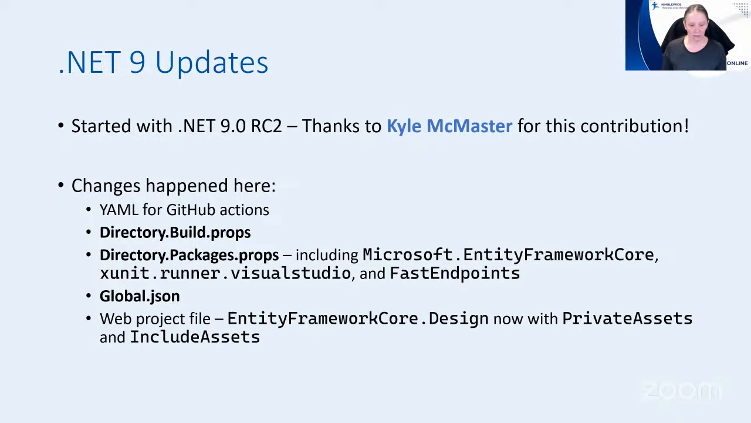And then in the web project file, there are changes for Entity Framework Core Design, where they have private assets and include assets. Now, that's really about it for the .NET 9 update. There's not really much in there in terms of the .NET 9 features. There's a lot of .NET 9 features, so I will include links for resources for .NET 9. But in terms of the template, there's not a lot of heavy lifting.